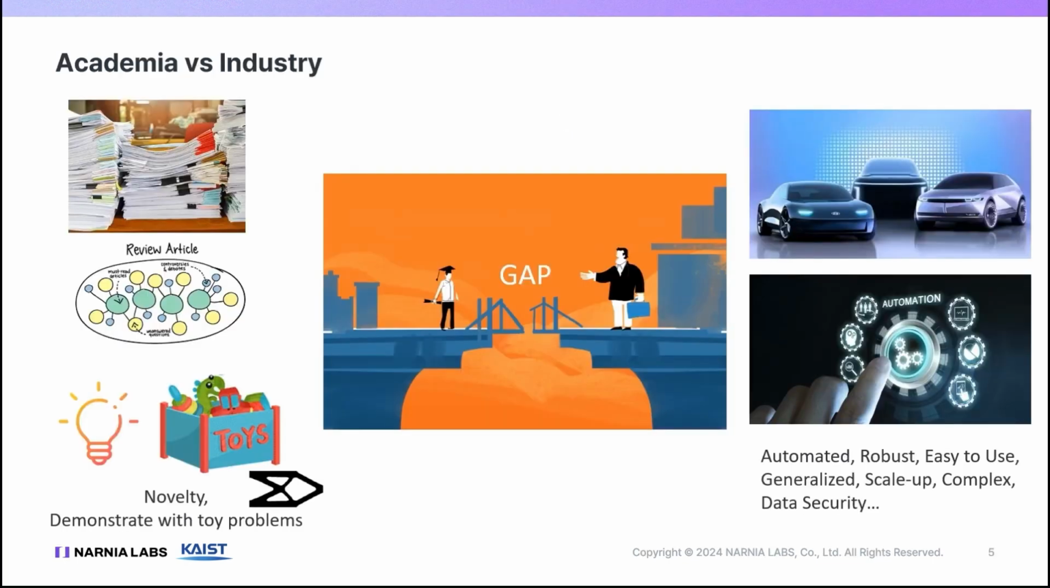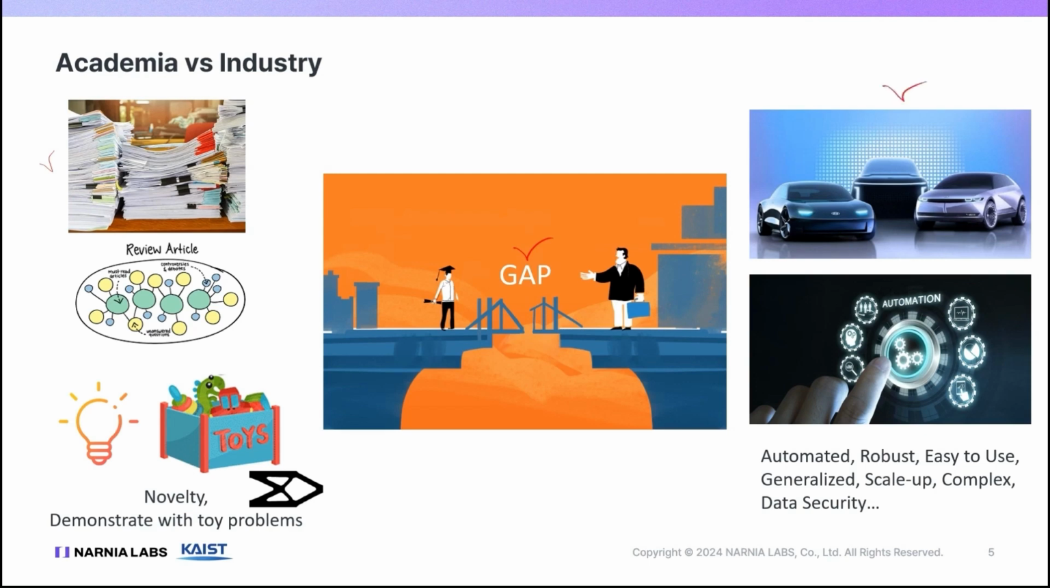As someone who is involved in both academia and industry, I have felt a significant gap regarding actual AI research. Although a great deal of research has already been conducted in academia and many papers have been published, there are not many studies that have actually solved real-world problems in industrial settings.